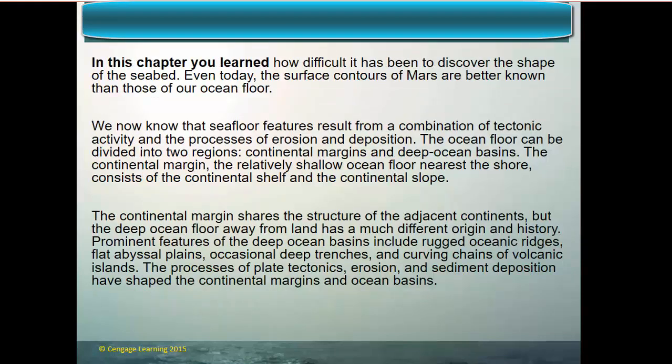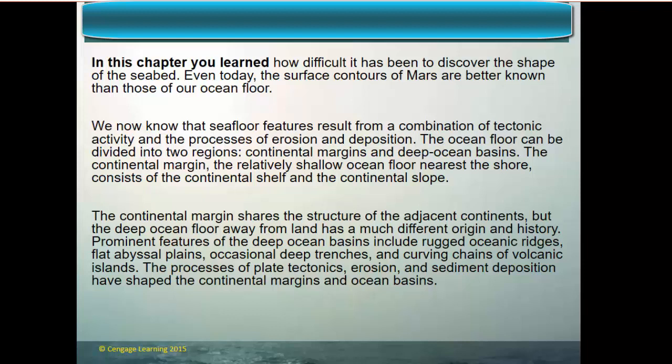All right, so that's kind of our look at ocean basins. It was very difficult to discover the shape of the seabed. Using a weight at the end of a rope was not a good method at all. But then with the development of echo sounders and then submersibles and then multiple beam echo sounders, we were able to get a better handle on the shape of the ocean floor.